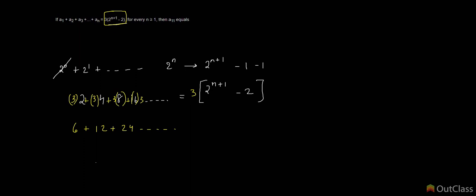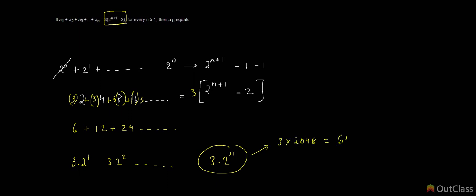The general term is basically 3 into 2 raised to 1, 3 into 2 raised to 2. That's the second term. So the 11th term is 3 into 2 raised to 11, which is what we are asked to find. It's basically 3 into 2048, which is 6144, and that is your answer.